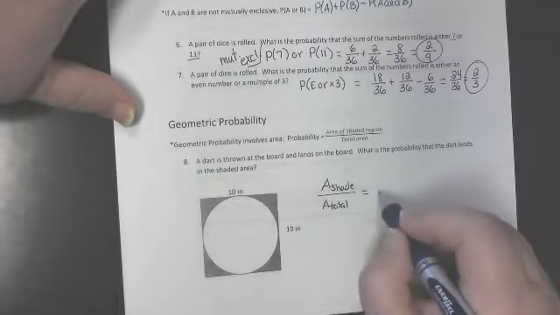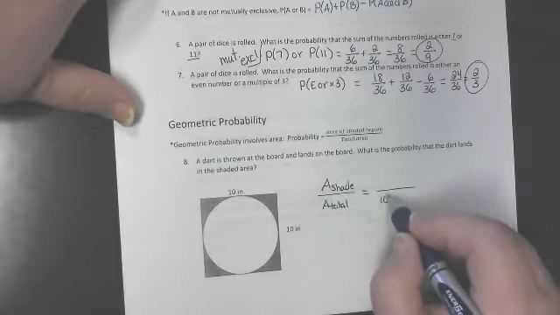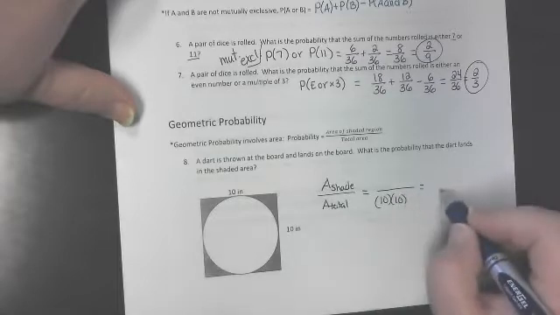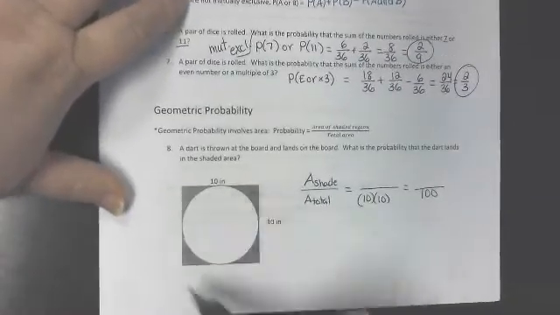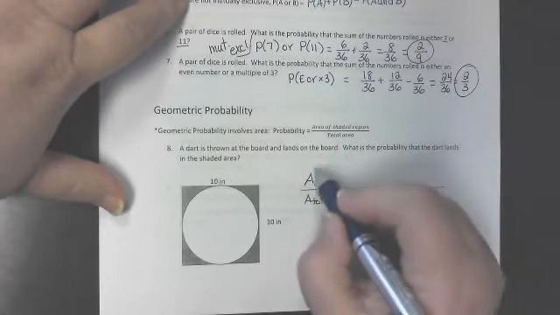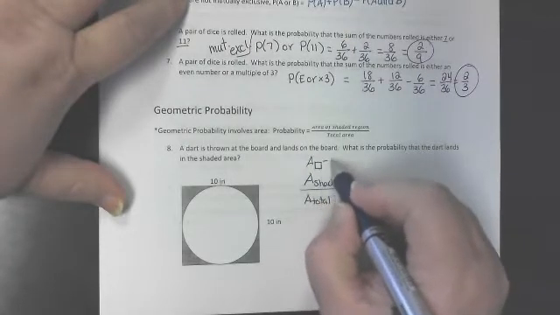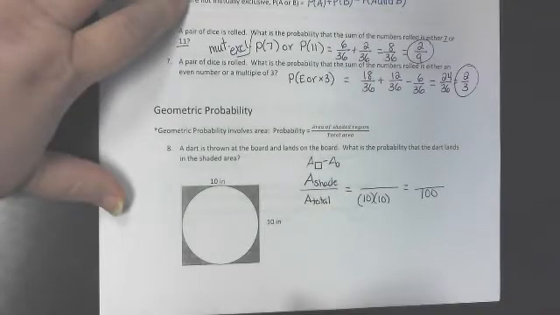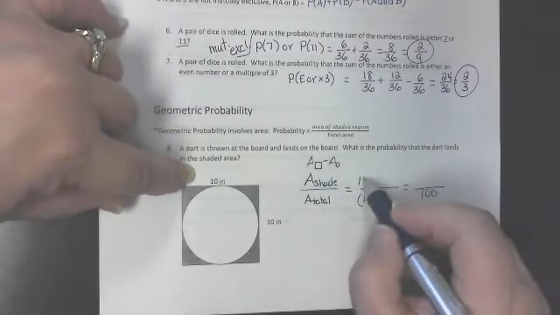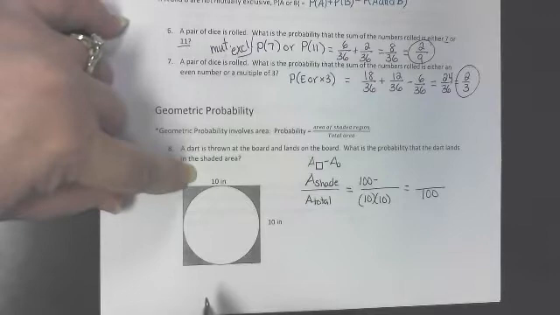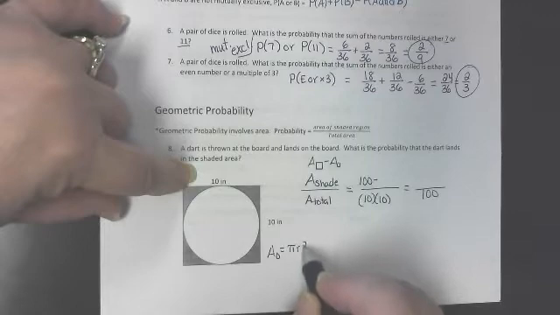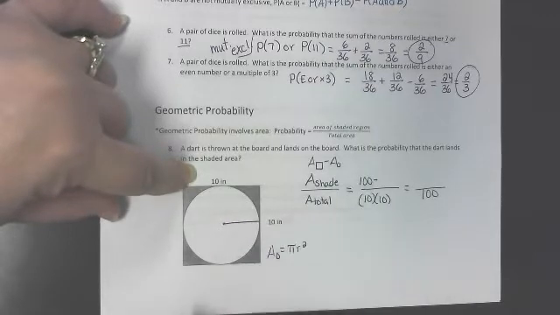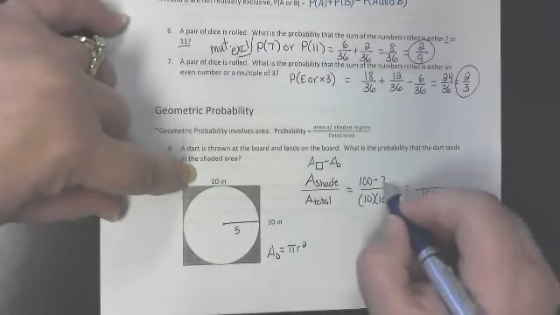Well, the total is a square, and I know that 10 times 10 is 100. So my denominator here is 100. Now my numerator, how am I going to find the area of the shaded part? I think I'm going to do the square minus the circle. Well, I already know the square is 100. What's the area of the circle? Remember, area of a circle is pi r squared. And in this case, the radius is 5. So that's 25 pi.